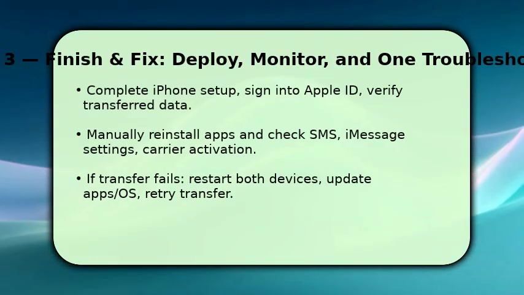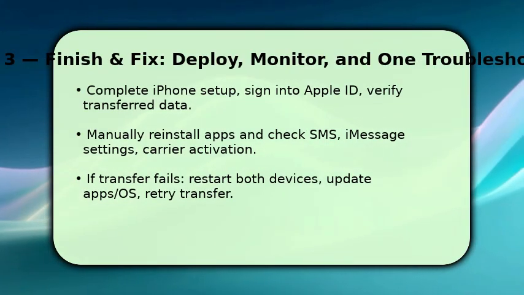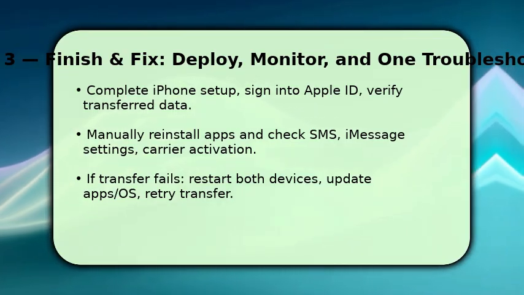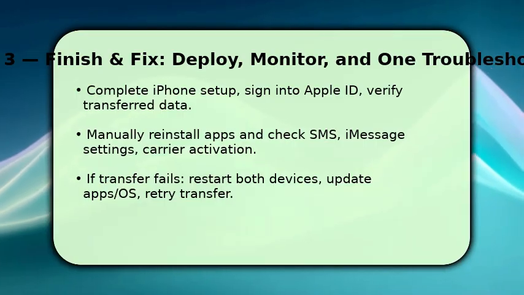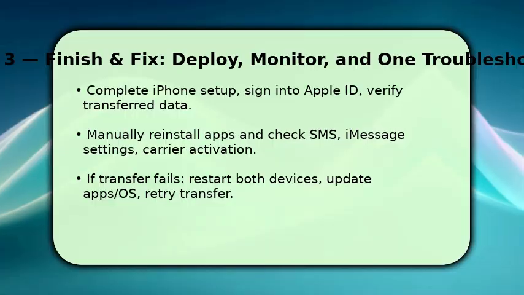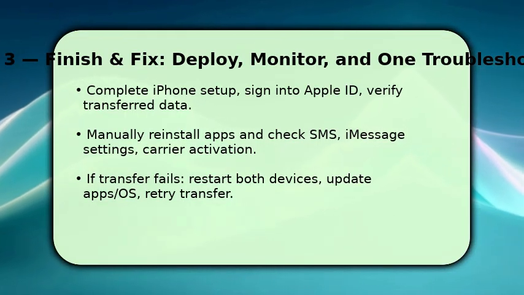Once transfer completes, finish the iPhone setup by signing into your Apple ID and confirming privacy settings, then verify contacts, photos, and messages arrived. Make sure iMessage and FaceTime are activated for your number. Go to settings if messages don't show. Reinstall any apps that didn't move from the App Store.